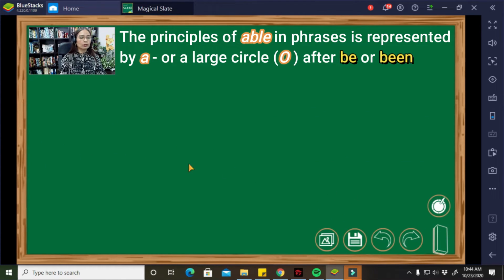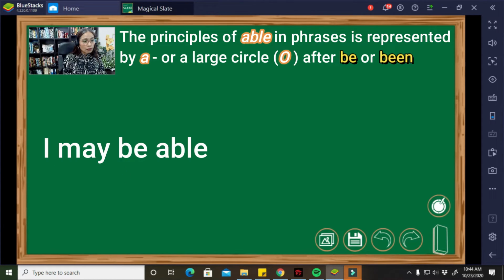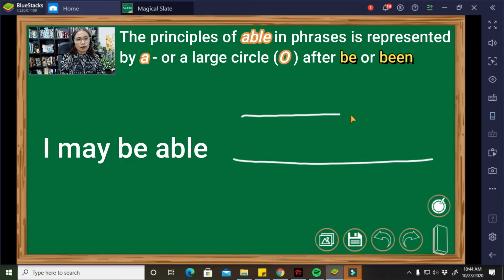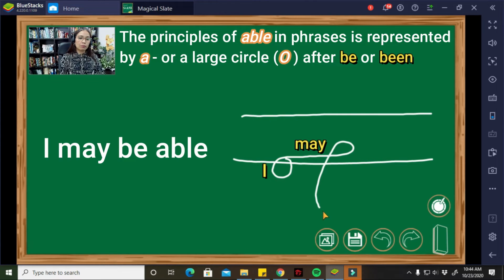So next example, I may be able. I may be able. Okay. This is your I in a brief form, and then a straight line, and then counterclockwise. I may be, and then able. That is the shorthand. I may be able.